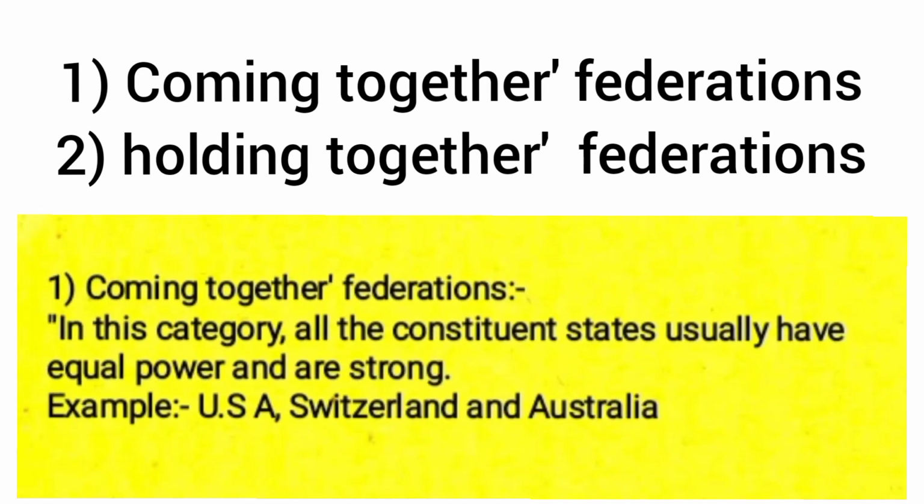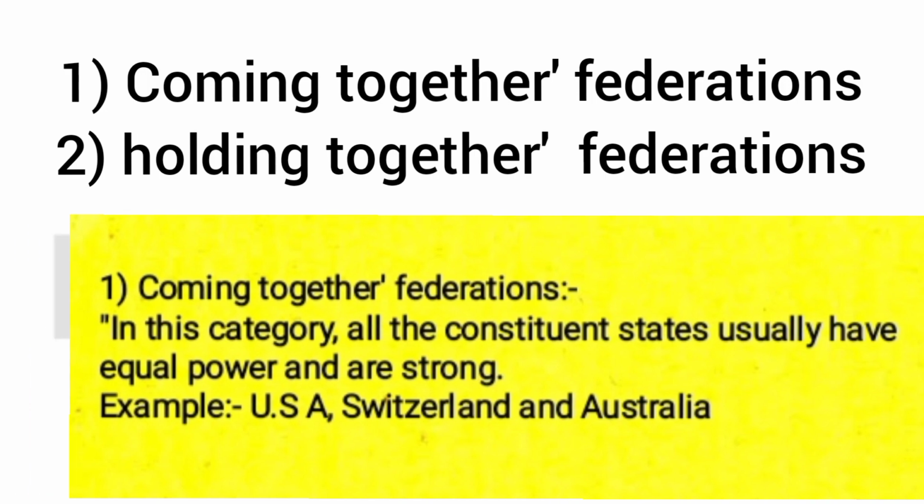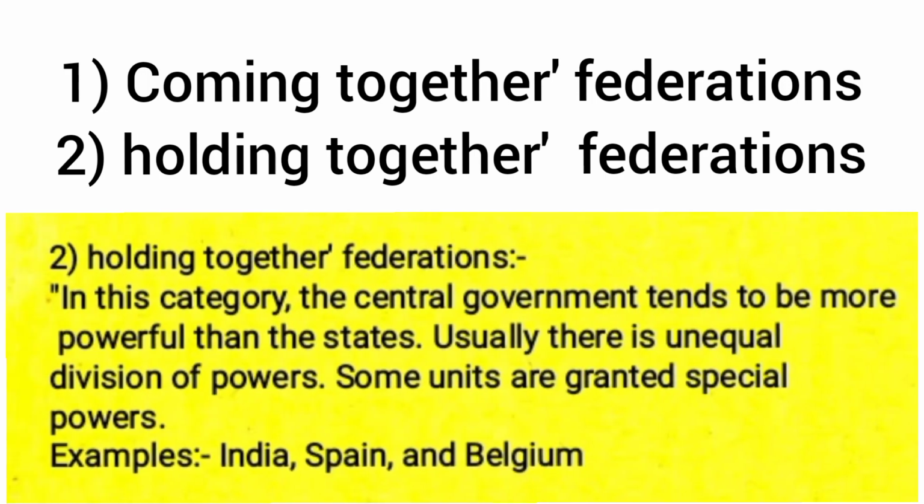Coming together federations. In this category, all the constituent states usually have equal powers and are strong. Examples are USA, Switzerland, and Australia. Holding together federations. In this category, the central government tends to be more powerful than the states. Usually, there is unequal division of powers. Some units are granted special powers. Examples are India, Spain, and Belgium.